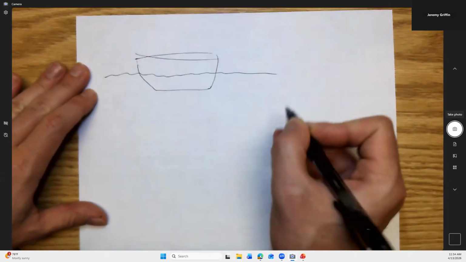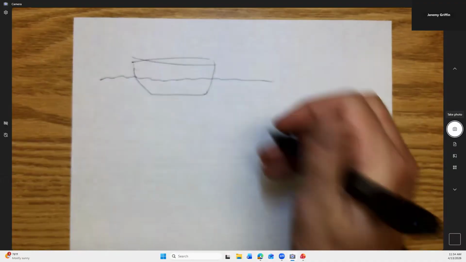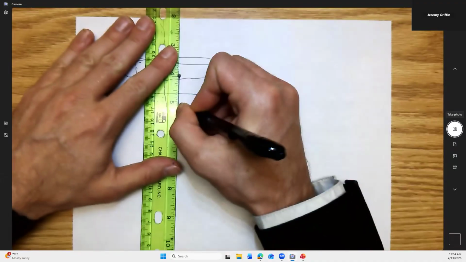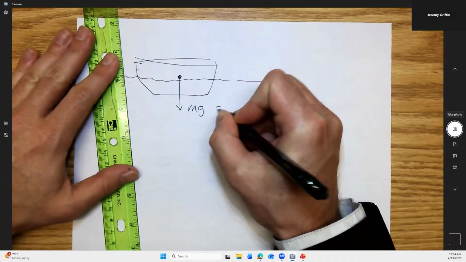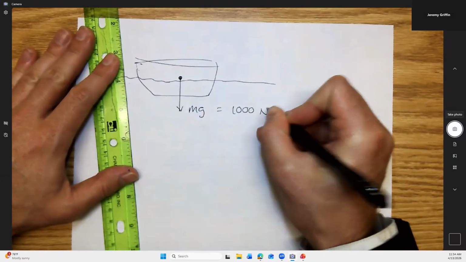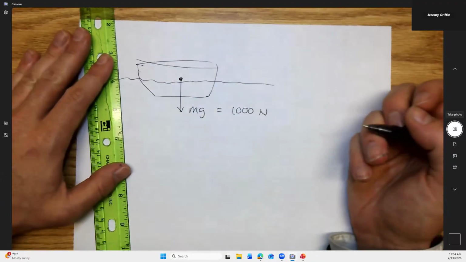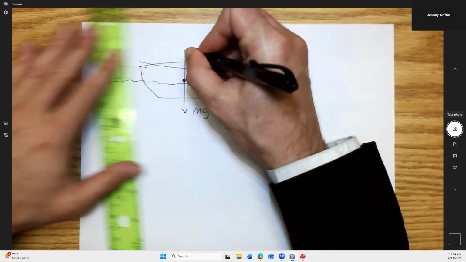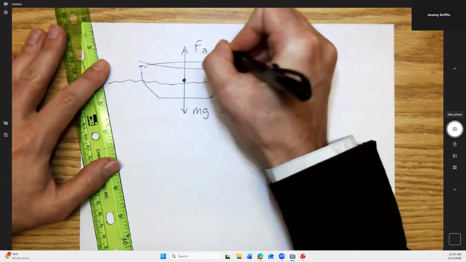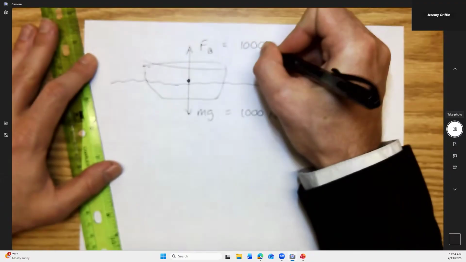And it's right here. Let's say this boat weighs 1,000 newtons. Oh, the big boat. 1,000 newton boat. Guys, what's the buoyant force holding up the boat? Also 1,000 newtons.